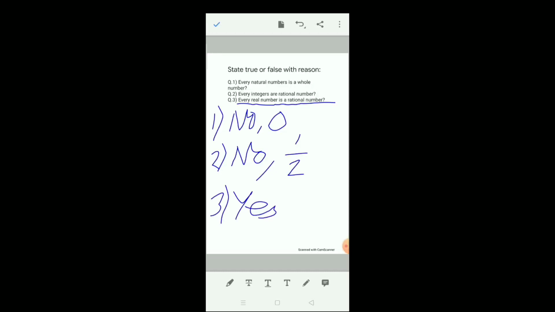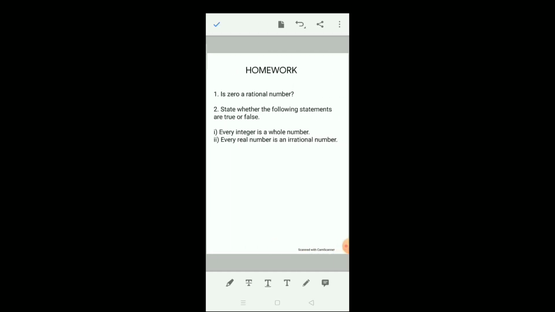So okay, now note down the homework. Homework question number 1 is, is 0 a rational number? And question number 2 is, state whether the following statements are true or false. Number 1 is, every integer is a whole number. And number 2 is, every real number is an irrational number.